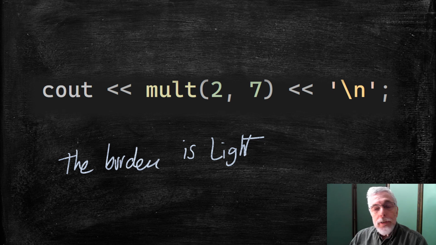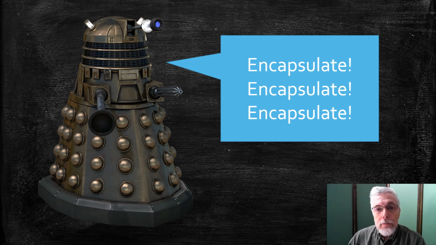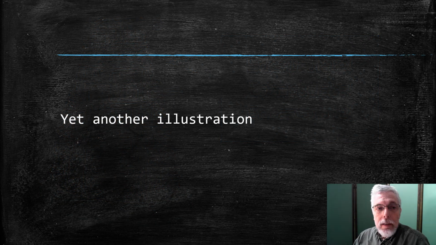And here's how we use it. Notice I don't have to keep track of an a and a b. Any place I want to multiply two numbers, I just say mult. So what do we know? We want to encapsulate, encapsulate, encapsulate, as the Daleks might say. Yes, another illustration.